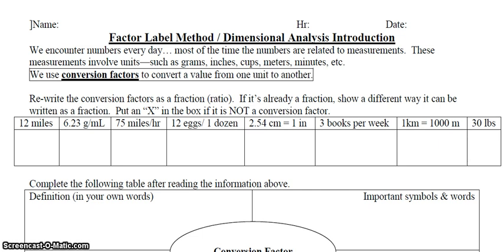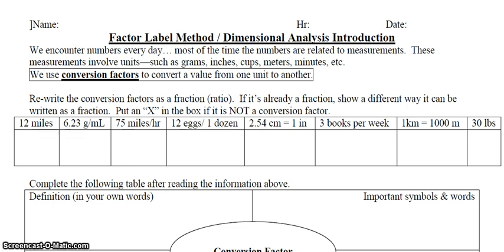But if a conversion factor is meant to allow us to convert a value from one unit to another, we should be able to use that to decide if any of the examples below are truly conversion factors or not. So when we look at the first one, it says that we are supposed to rewrite the factors as a fraction or a ratio, and if it's already a fraction, show a different way it can be written. If it's not a conversion factor, we're going to put an X in the box.